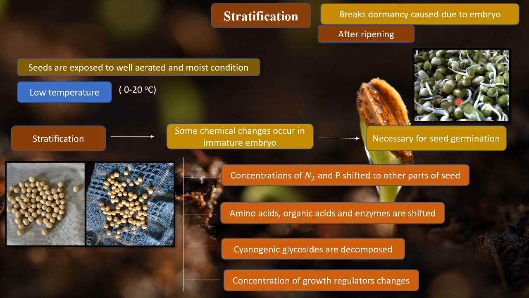So the embryo starts growing when kept in well aerated and moist condition. When we wrap the seeds in cloth and give them moist condition, that is called stratification, and this is a very common example we often do at our homes. So next time when you make sprouts, just remember that you are breaking the dormancy of these seeds, you are carrying out scarification and stratification that leads to germination of these seeds, right? So this is stratification.